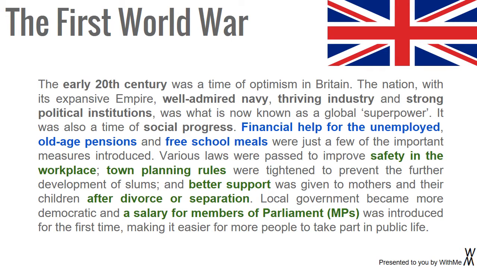Financial help for the unemployed, old age pensions and free school meals were just a few of the important measures introduced. Various laws were passed to improve safety in the workplace, town planning rules were tightened to prevent the further development of slums, and better support was given to mothers and their children after divorce or separation. Local government became more democratic and a salary for members of parliament, MPs, was introduced for the first time, making it easier for more people to take part in public life.